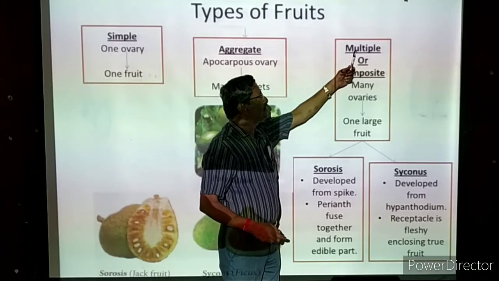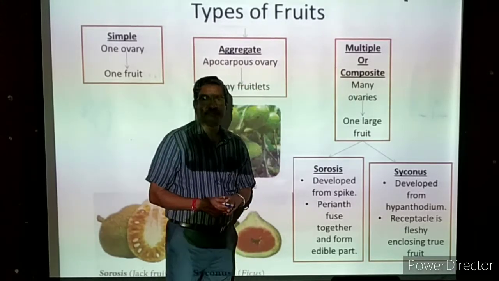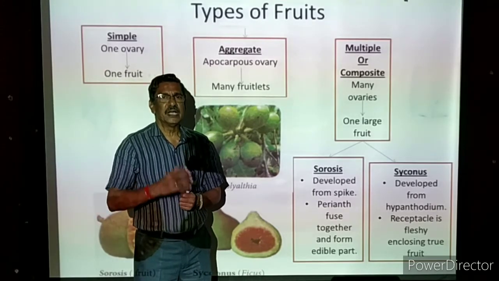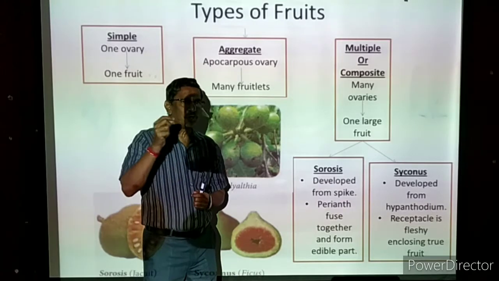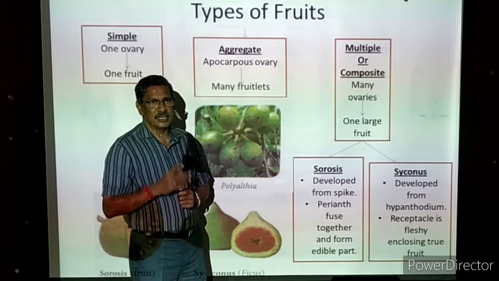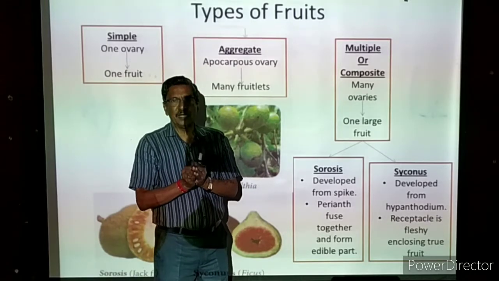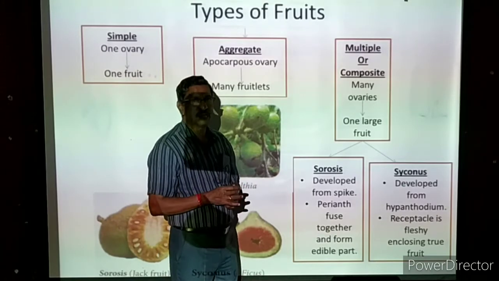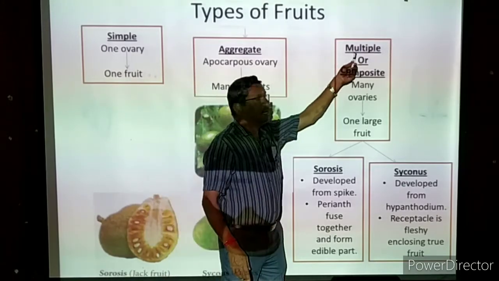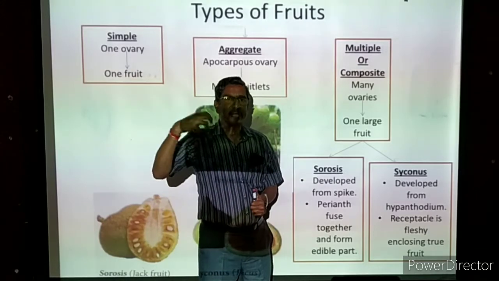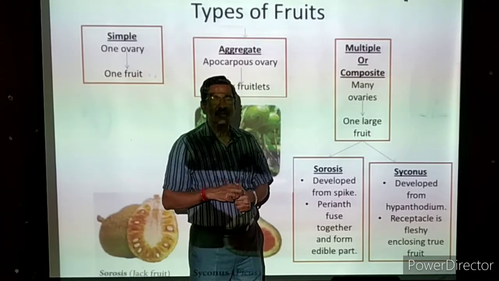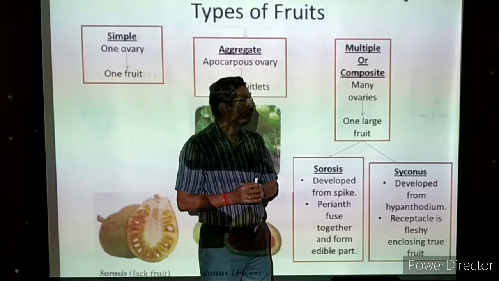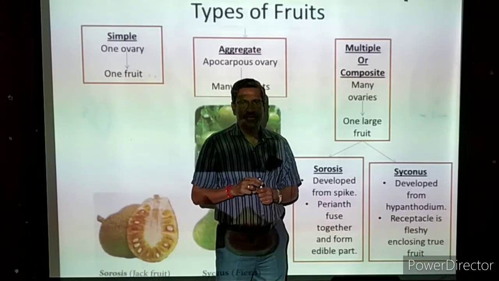Next we are coming to multiple fruits or composite fruits. At the beginning of this topic we studied inflorescence. Inflorescence means a bunch of flowers arranged on a common stalk. The common stalk is called a peduncle. The bunch of flowers means any number. It may be 4, 5, 6 or it may be 25, 30, 40, 50, 100, 200 flowers. Imagine that a multiple fruit is developing from an inflorescence having 100 flowers, one bunch. 100 flowers have 100 ovaries.